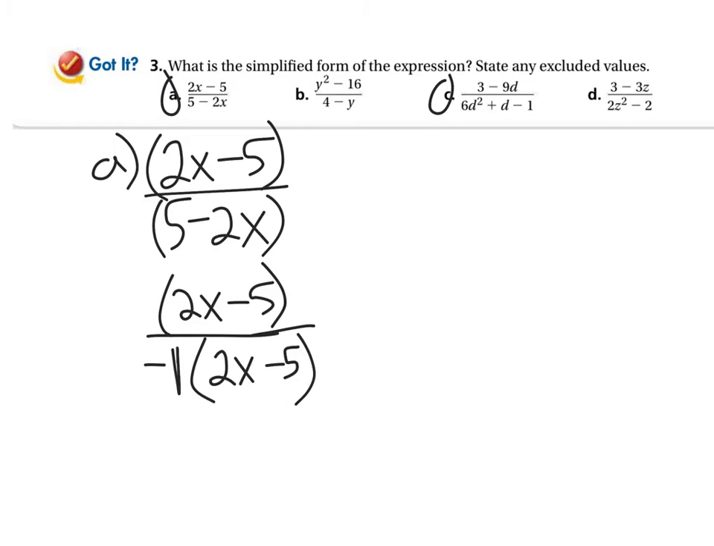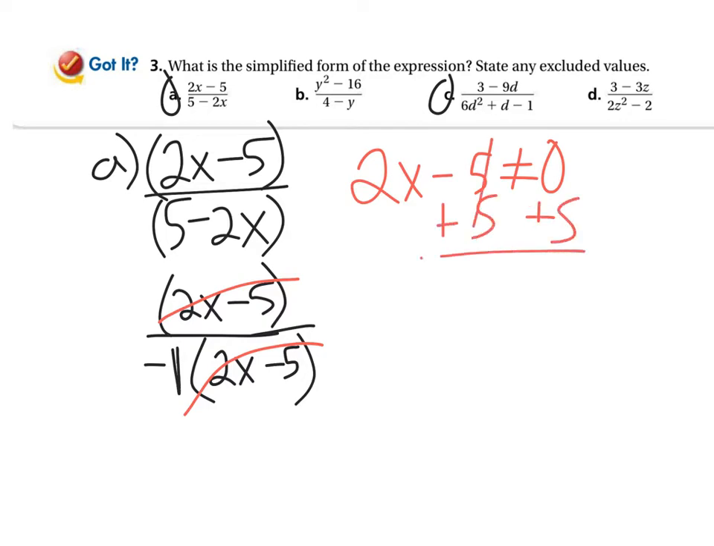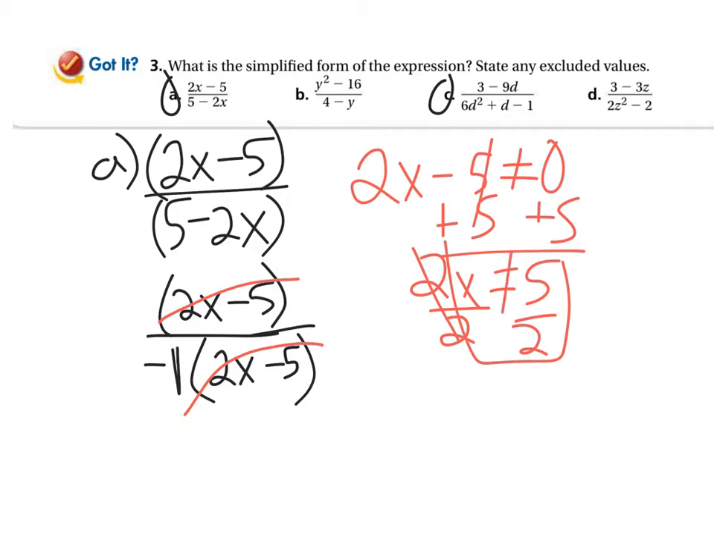What's going to happen then is the 2x minus 5s are going to cancel. Before that, we probably should have looked for excluded values. That factor cannot equal 0. -1 is not going to equal 0 anyway. It'll be 2.5, yeah. So x cannot equal 2.5. And then with those canceling, we just have a -1 left.